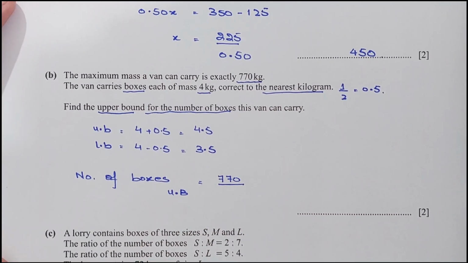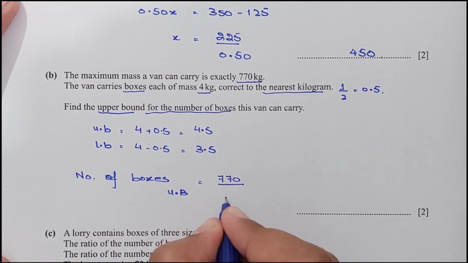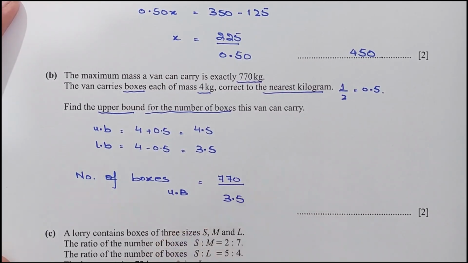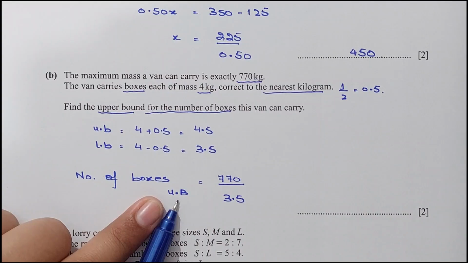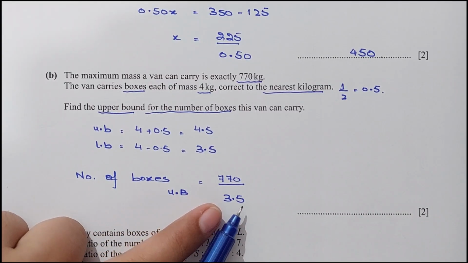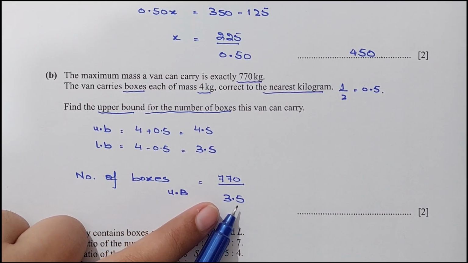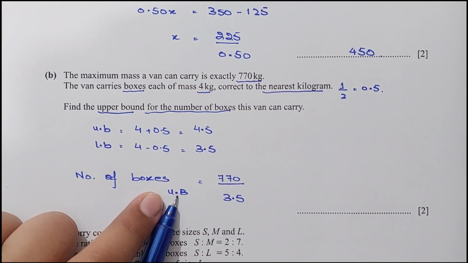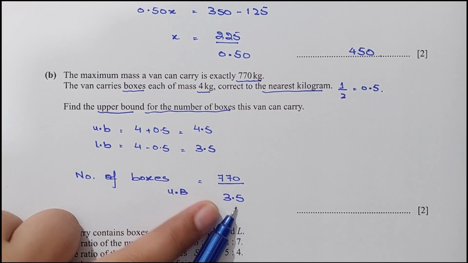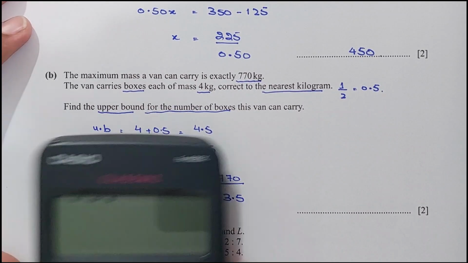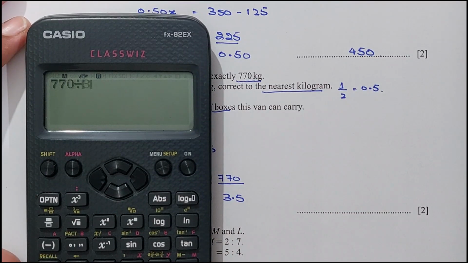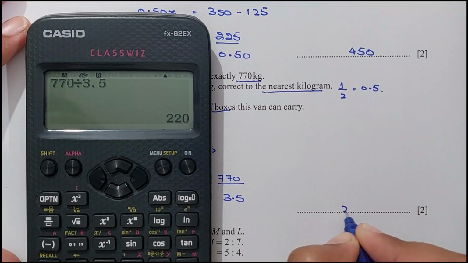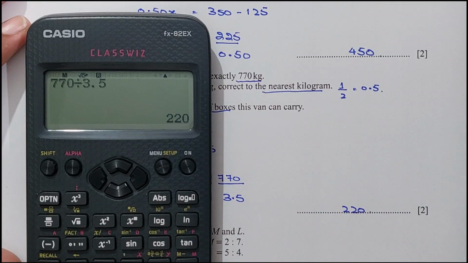So when we have upper bound and we have a division, in the denominator we have to use the lower value of that mass. Alright, so that is a formula when we are working for the upper and the lower bounds. When you have to find the upper bound, in the denominator you have to choose the value of the lower bound. When you have to work for lower bounds, the denominator value should be the upper bound. Okay, let me simplify. 770 divided by 3.5 is 220. So the number of boxes is 220.